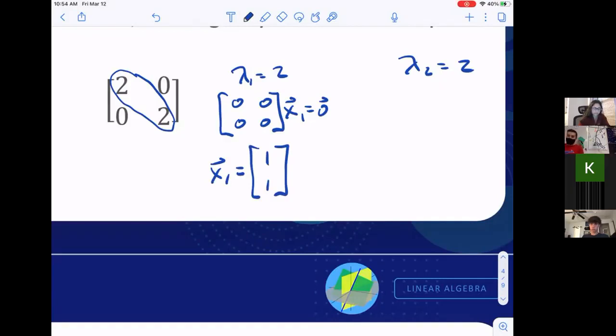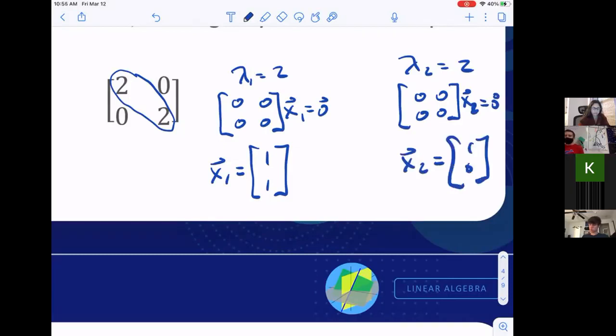1, 0, 0, 1, negative 1, 1, 1, negative 1, 2, 10, whatever you want it to be, which means here I could find another independent one. X2 could be 1, 0, which is independent, or 0, 1, or negative 1, 1, or 1, negative 1. You could pick some other independent one. So just because you have the same eigenvalues does not mean you can't have different eigenvectors.